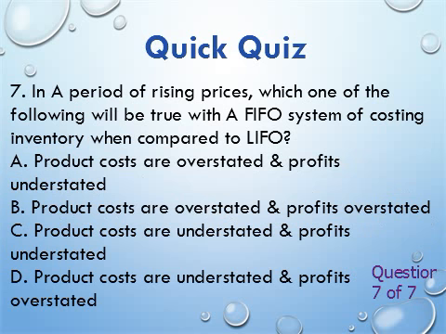Question 7. In a period of rising prices, which one of the following will be true with a FIFO system of costing inventory when compared to LIFO? A. Product costs are overstated and profits understated. B. Product costs are overstated and profits overstated. C. Product costs are understated and profits understated. D. Product costs are understated and profits overstated.